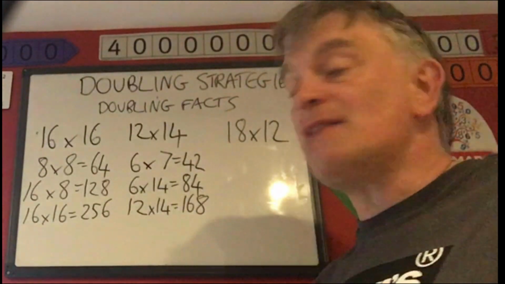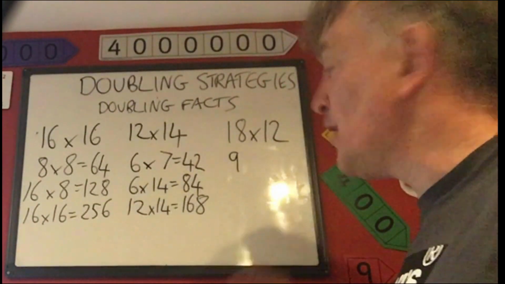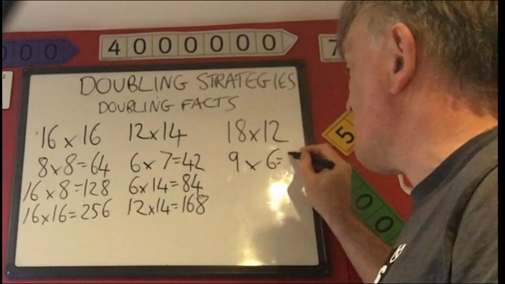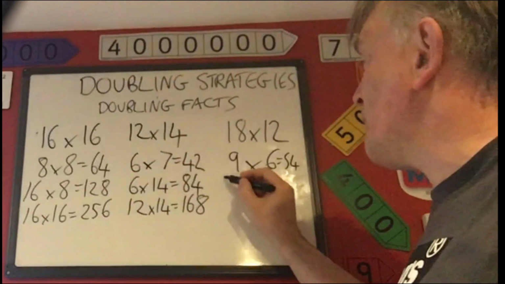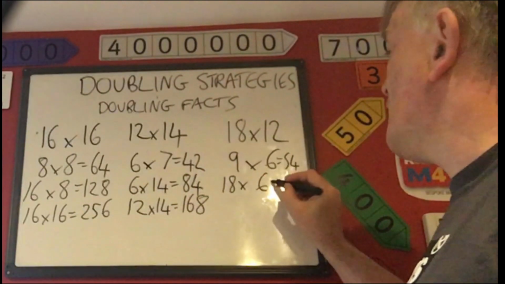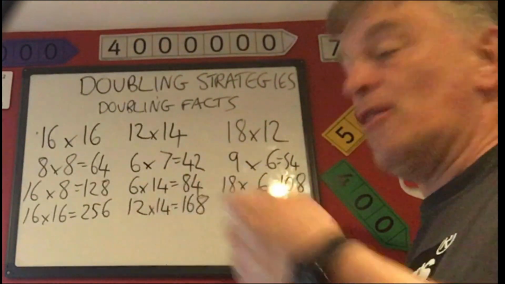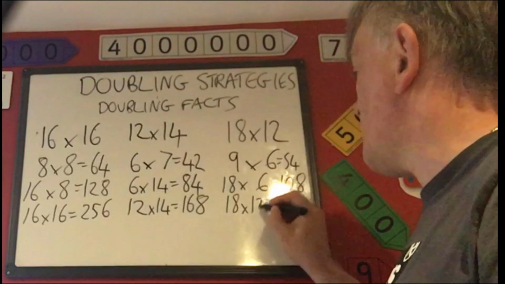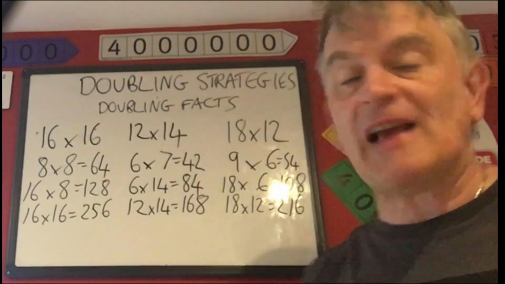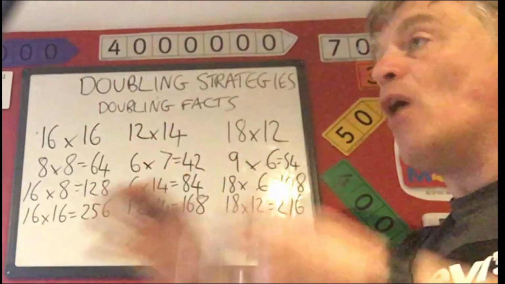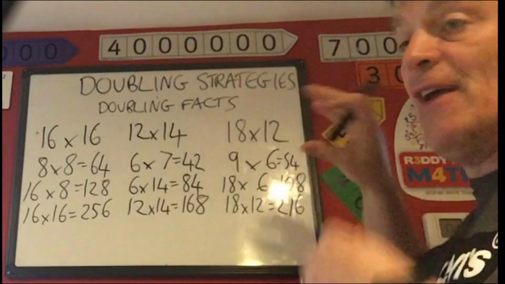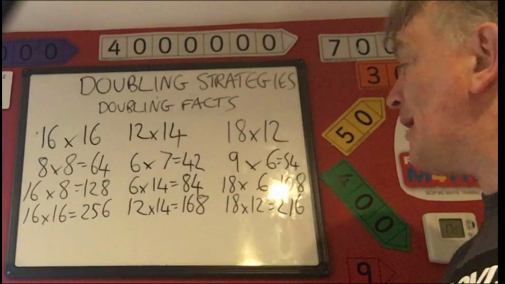The final one, 18 multiplied by 12. Well, we start with a 9 and a 6. Half of 18 is 9, half of 12 is 6. We know that's 54. Therefore, either way around, 18 times 6 or 9 times 12 will be 108. And therefore, 18 times 12 must be 216. The key to this strategy is actually remembering when we see a calculation, I could use the doubling strategy. Let's just strip it back. Let's half it, let's start there, and then let's go forward by doubling it.